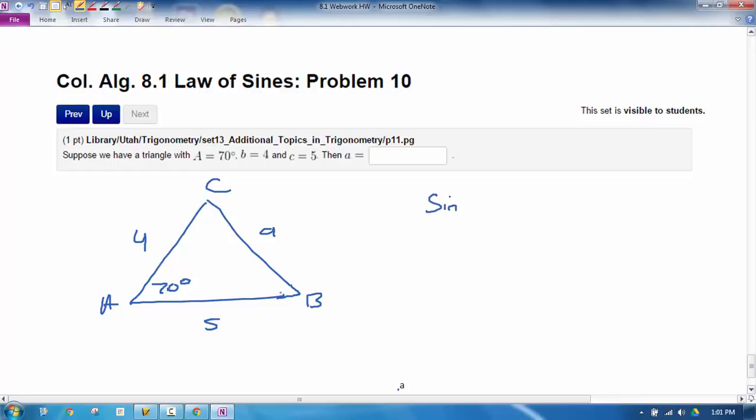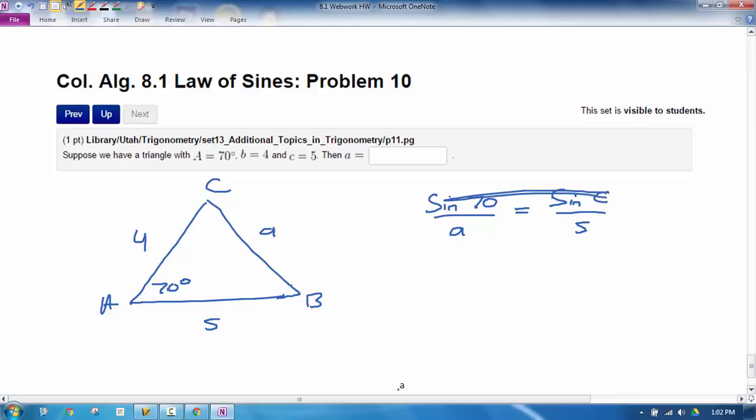But first I have to find angle B, or find another angle. So I'm going to do the sine of 70 over its opposite side equals, and it looks like if I try to do the sine of angle C over its opposite side, every time I set this up I have two missing variables. So unfortunately I'm not going to be able to use law of sines here.